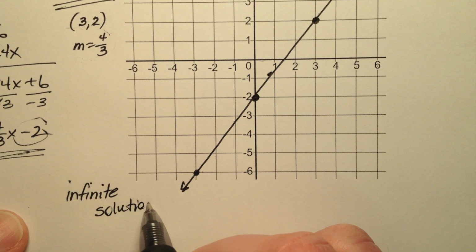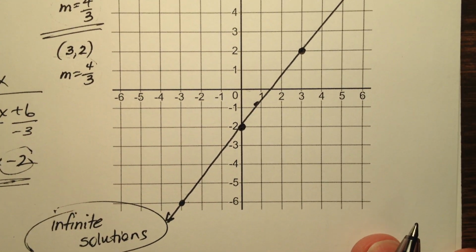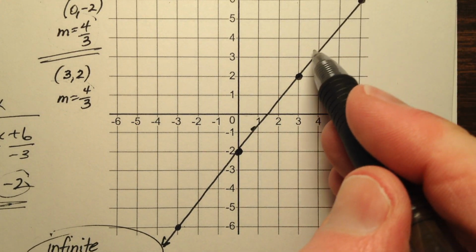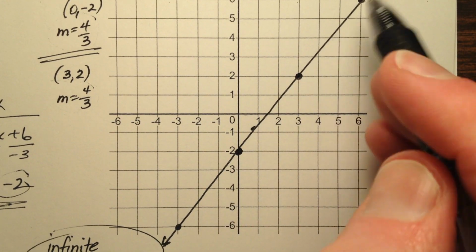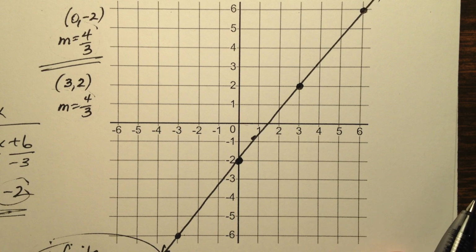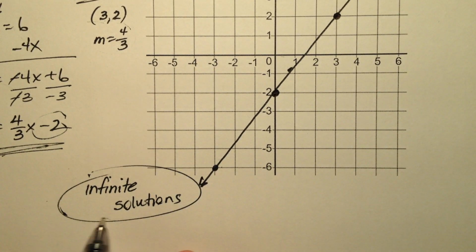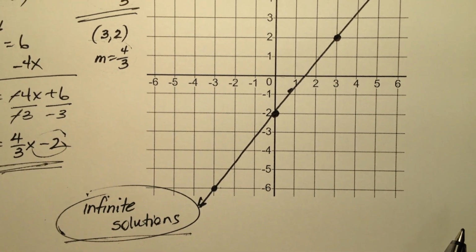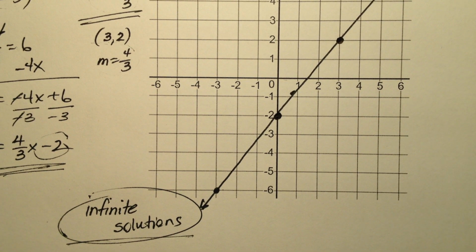And what that means is that every single ordered pair that is a solution of the first line is also a solution of the second line. So my solutions will be infinite in number, and if I was to classify this system, it would classify as consistent and dependent.